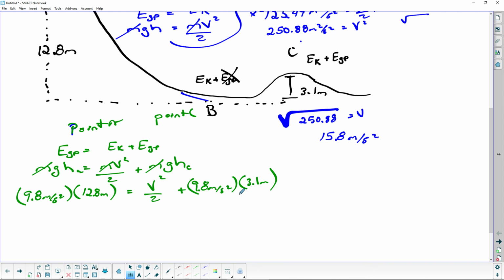So 9.8 times 12.8 we did before. That was 125.44. This is still there. We're not going to work with that till the end. And this becomes a smaller number, 9.8 times 3.1. That's 30.38. So you can see why subtracting the height would have just given us a shortcut, because that's what we're doing with the algebra anyway. So we're going to subtract the 30.38 on both sides.